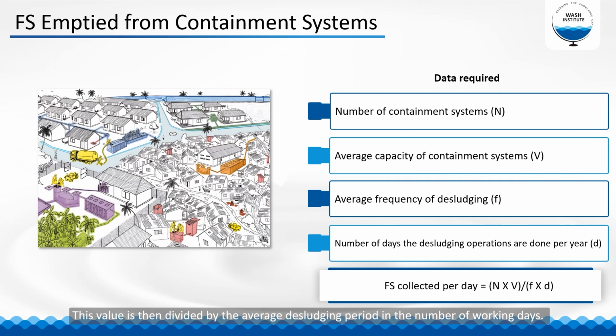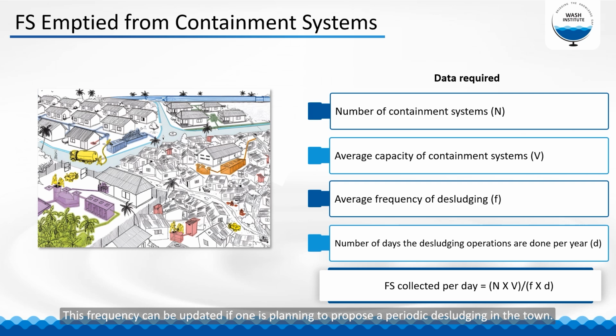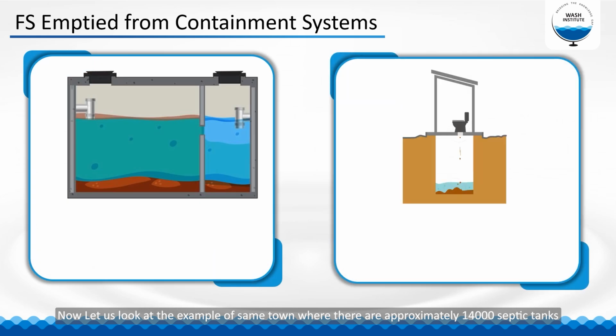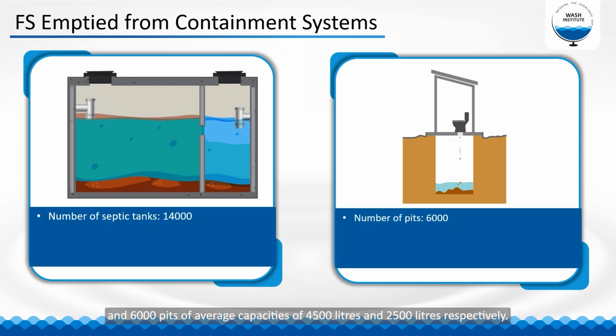This value is then divided by the average desludging period in the number of working days. This frequency can be updated if one is planning to propose a periodic desludging in the town. Now, let us look at the example of same town where there are approximately 14,000 septic tanks and 6,000 pits of average capacity of 4,500 liters and 2,500 liters respectively.